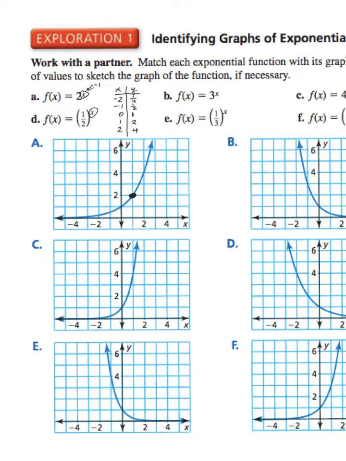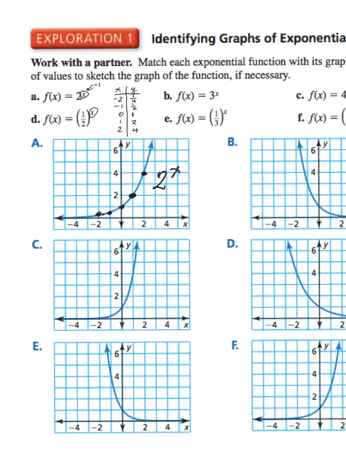Do I see the 2, 4? 2, 4, yes I do. And here's the -1, 1/2 and the 1/4 for the -2. This definitely looks like the 2 to the x power. So I would match it with that. So you see how that works?